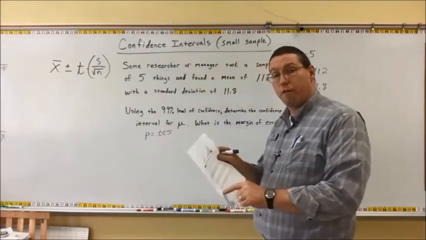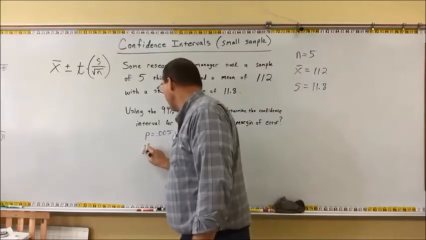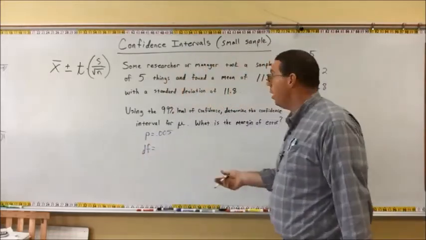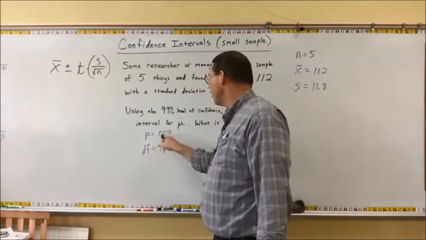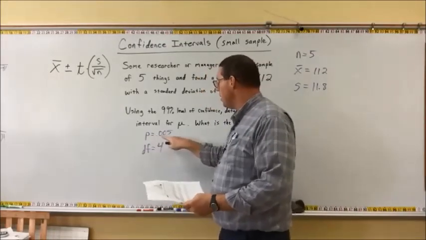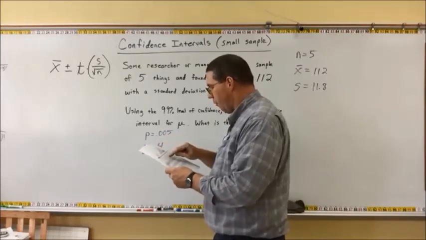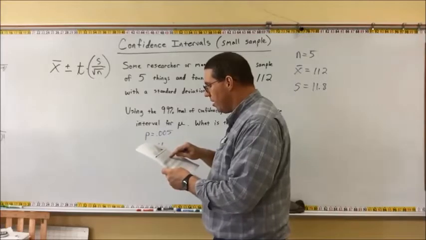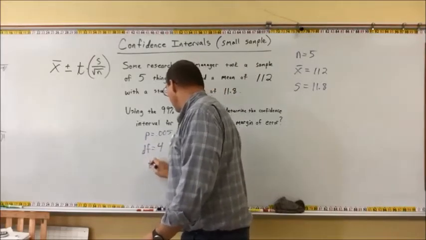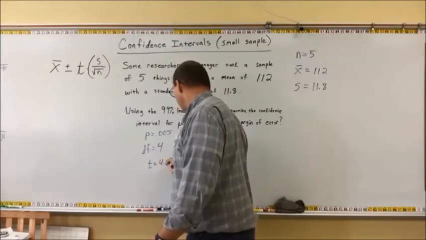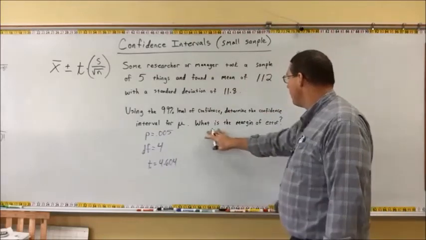Now we need degrees of freedom so that we can find our t-statistic. And degrees of freedom, df, well, that's our sample size minus 1. And our sample size is 5. 5 minus 1 is 4. So degrees of freedom, 4. So if we go to the p column of 0.005 and go down to a degrees of freedom of 4, which isn't very far, we get a t-statistic of 4.604. Okay?